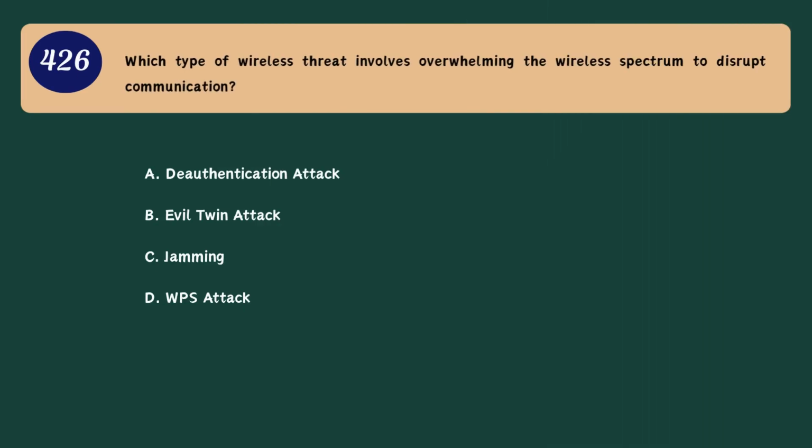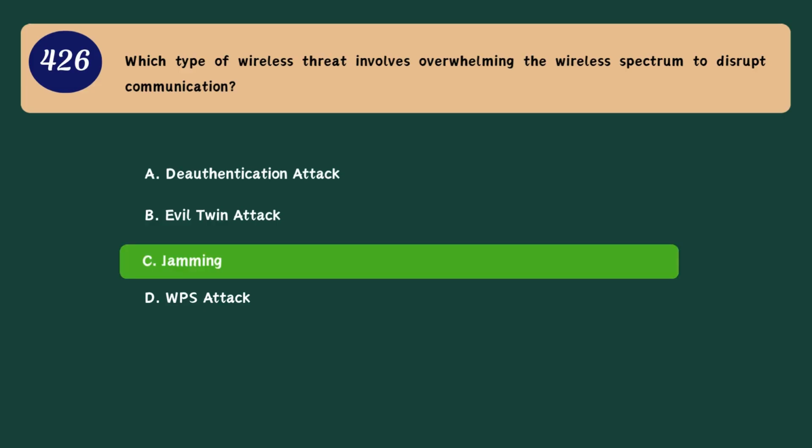Question 426. Which type of wireless threat involves overwhelming the wireless spectrum to disrupt communication? A. Deauthentication attack. B. Evil twin attack. C. Jamming. D. WPS attack. Correct answer. C. Jamming.